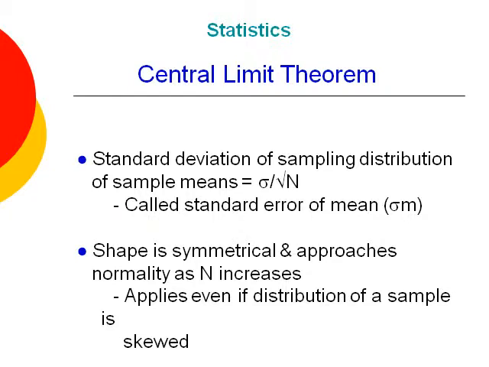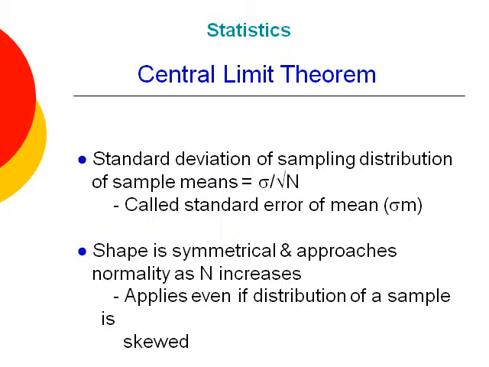Let's continue with our discussion of the central limit theorem. The third thing the central limit theorem says is that the standard deviation of the sampling distribution of sample means is equal to the standard deviation of the test divided by the square root of the sample size, or the square root of n. This standard deviation is called the standard error of the sample mean, or the standard error of the mean.